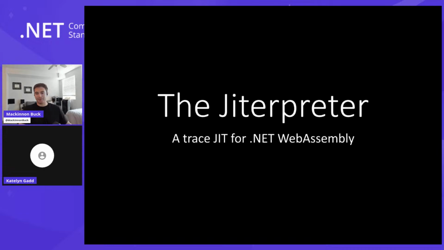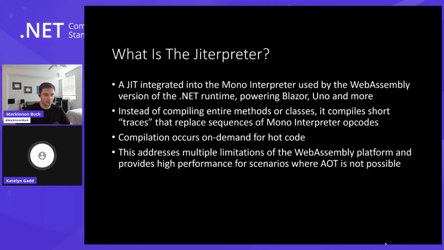So as mentioned before, I'm going to give a technical overview of the Jiterpreter. The Jiterpreter is a just-in-time compiler that's integrated into the Mono interpreter, which is what's used by the WebAssembly version of the .NET runtime. This is what powers Blazor, it powers Uno, and various other technologies.